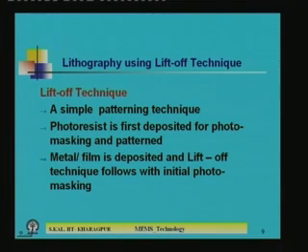Here, instead of what we do in normal photolithography, first we deposit the film, or in the case of silicon dioxide we grow it, or in the case of metal we first deposit metal and then we coat photoresist, then we go for patterning. But in the case of the lift off technique we do not deposit film or grow silicon dioxide first; we coat with photoresist and we get the pattern, then we deposit the film. That means photoresist is first deposited for photomasking and pattern, and then the metal film is deposited and the lift off technique follows with initial photomasking. Okay.